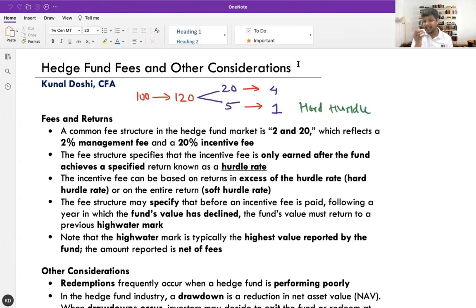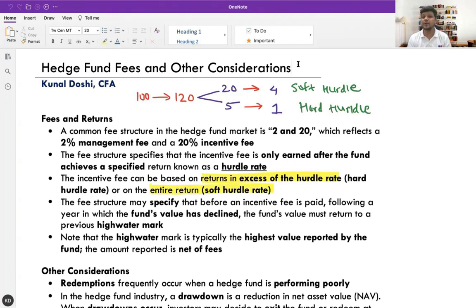And when the incentive is on the entire profit or entire returns, whenever it breaches the hurdle rate, that is called soft hurdle. Clear? So now read this. The incentive fee can be based on return in excess of hurdle rate, that's called hard hurdle, or entire return, which is called soft hurdle. Remember this, this will come in the calculation.